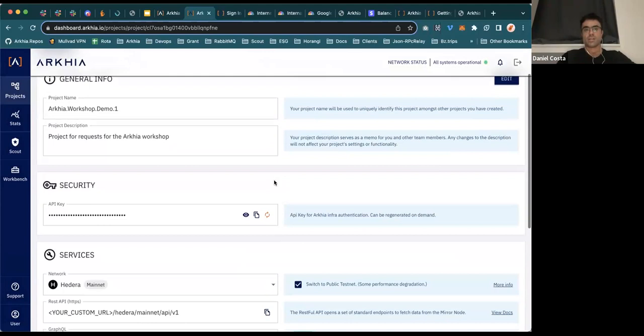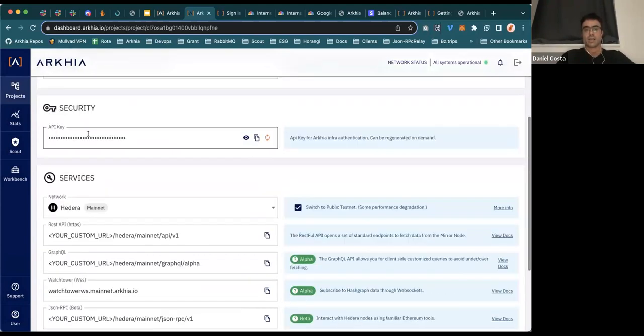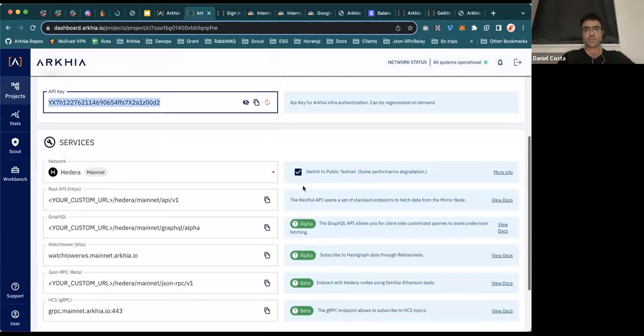What you can see is, besides some metadata, this is the API key. For now I will not show it, but actually I can show it because I can regenerate it, it's no problem. This is the API key that, when you copy it, you just need to add in the header, and that will allow you to tap into our infrastructure. So it's kind of like an authentication mechanism.